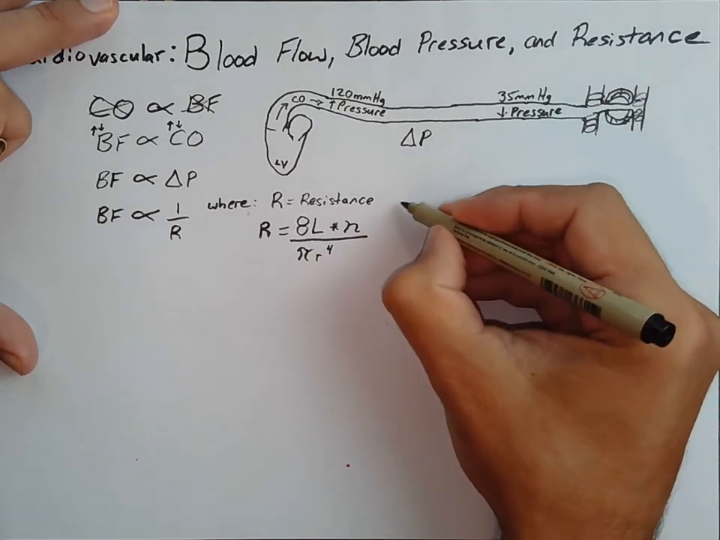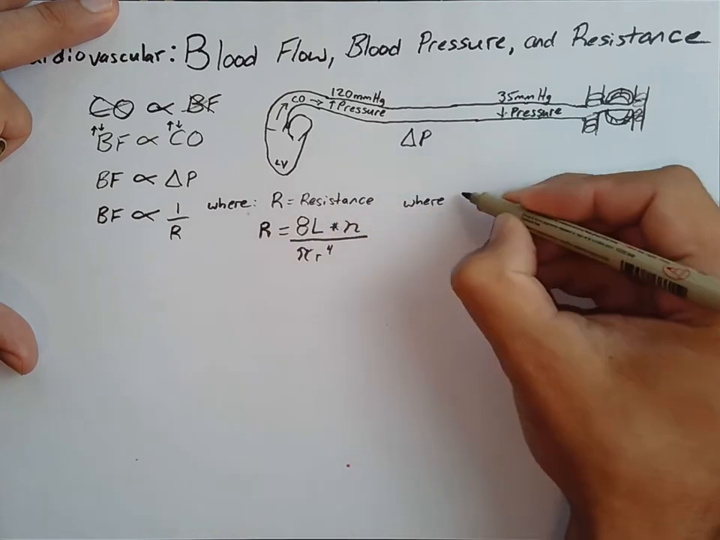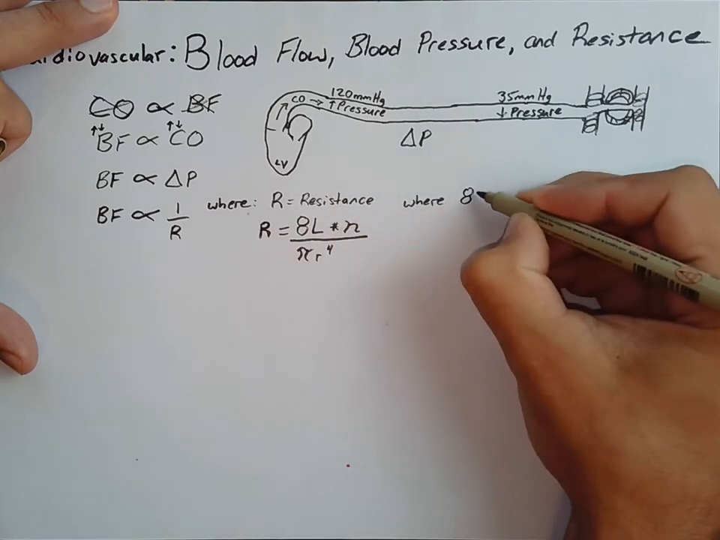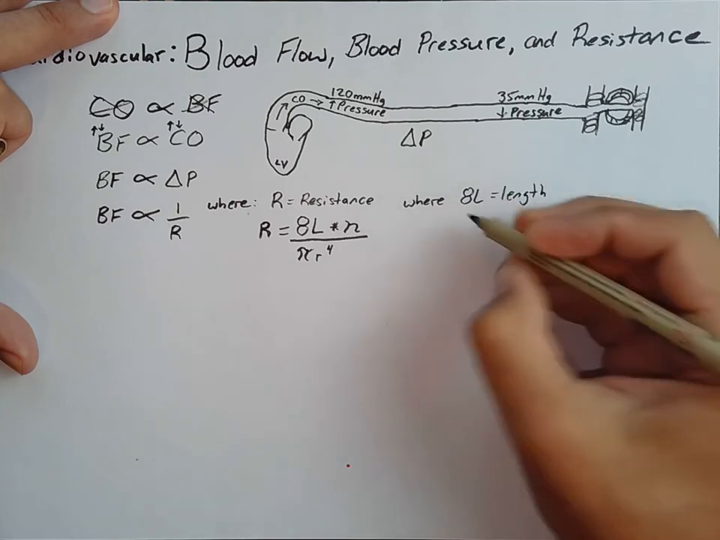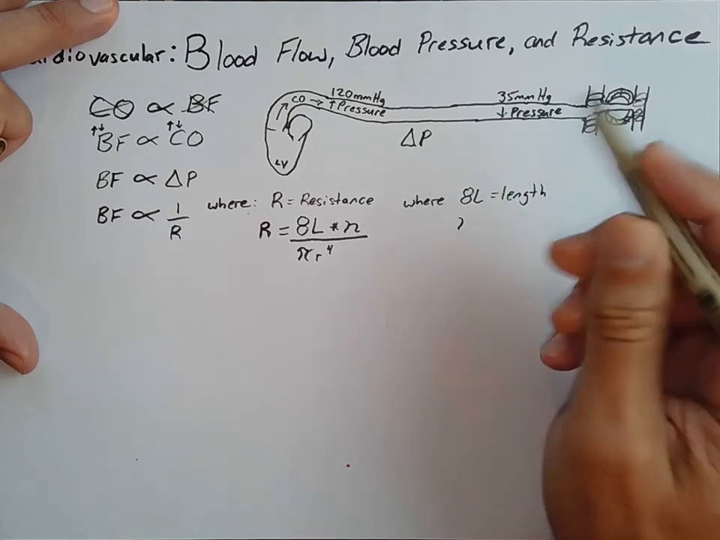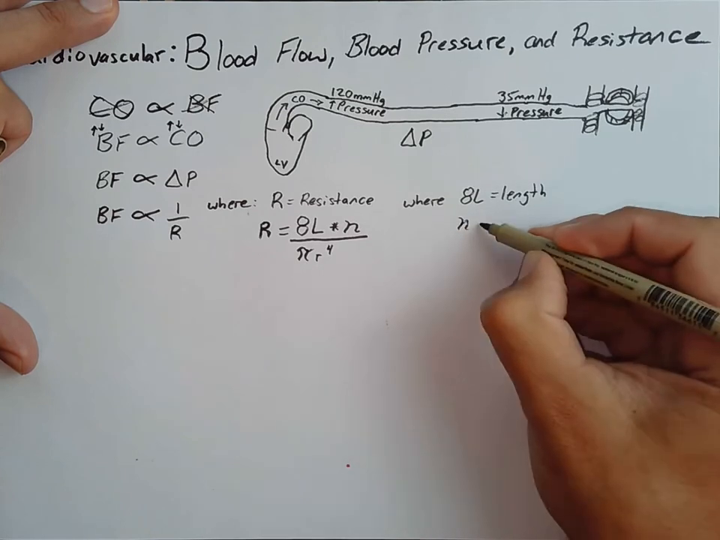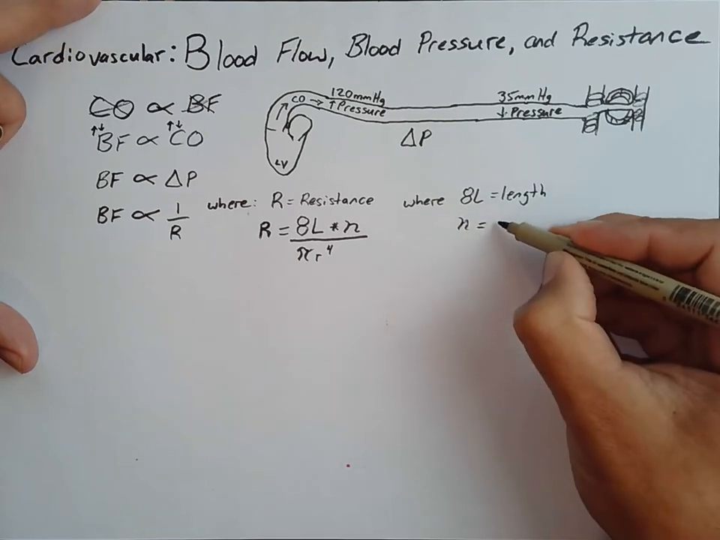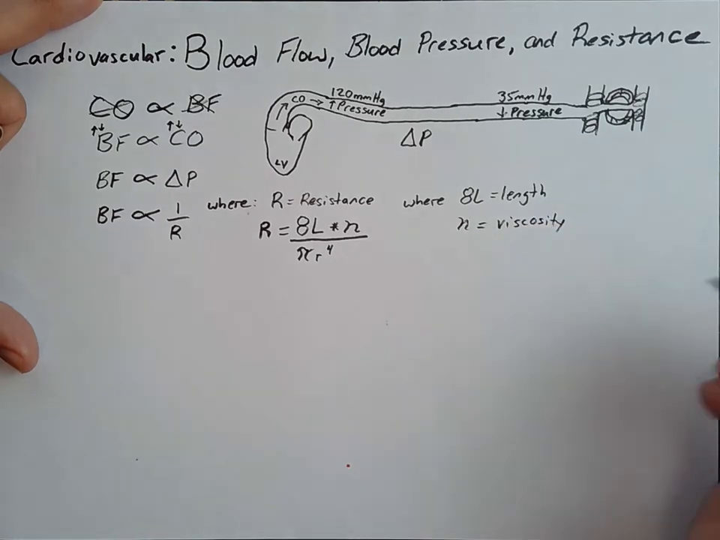Okay, where we'll go ahead and write this out, where the 8L is equal to the length, where the nu is equal to the viscosity, which is the thickness of that fluid.